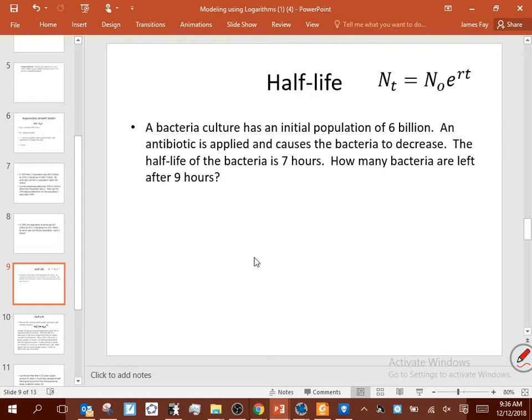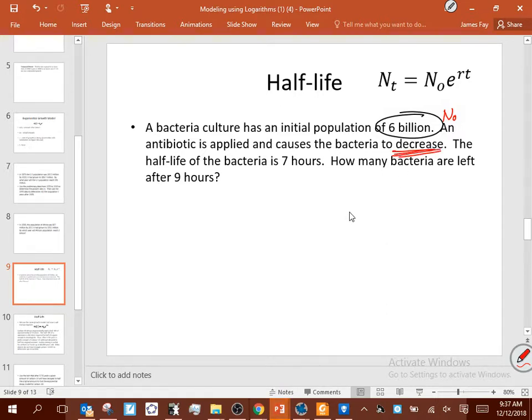Do this one. I want to do this one because it's very similar to what you're going to see next week, and it's going to be very similar to what you see on the 10th and 11th and the 9th, whenever we take that final, whatever those actual dates are. But it says a bacteria culture has an initial population of 6 billion. So right there, initial, this 6 billion is going to be my N sub 0, right? Does that make sense?